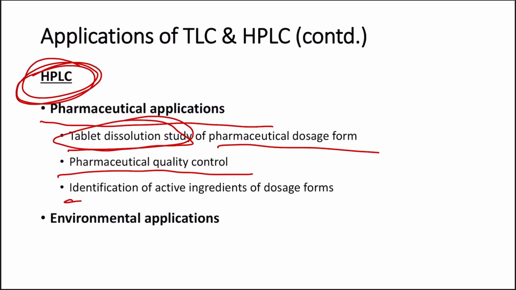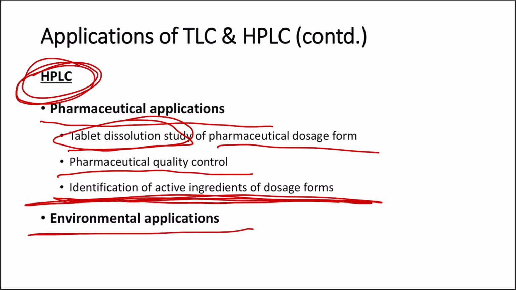It is used for identification of active ingredients of a dosage form. It is used in environmental applications, that is, just identifying the pollutants which are present in the water bodies. So that is the same application as we can see in the case of gas chromatography.